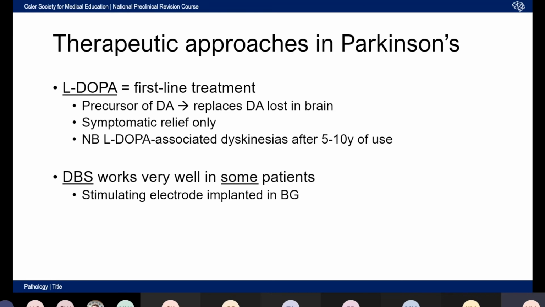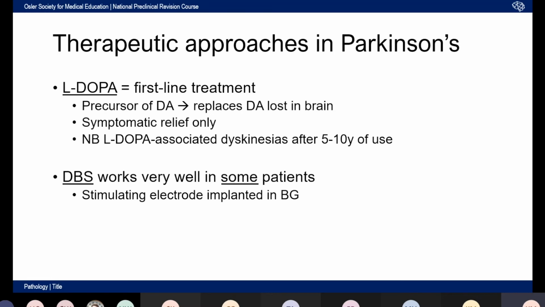L-DOPA is the first line treatment of Parkinson's. It's a precursor of dopamine, which can be orally administered and can readily cross the blood-brain barrier, whereas if you give dopamine, it won't cross the blood-brain barrier. So you give the precursor, it crosses the BBB, and when it gets to the brain, it's converted to dopamine to replace the endogenous dopamine that's lost. It's a similar theory to the anticholinesterase, in that it replaces the endogenous transmitters that are lost and provides some symptomatic relief, but it's not without its drawbacks.